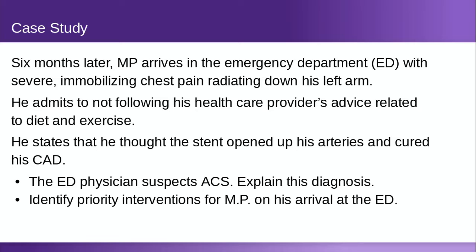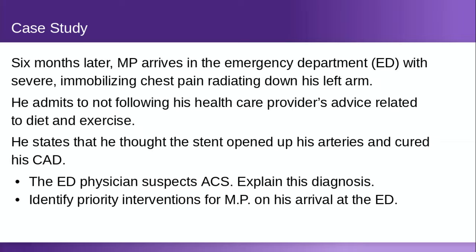Because of this, 6 months later, MP arrives to the ER with severe immobilizing chest pain radiating down his left arm. Okay, so that's very different than the indigestion he was feeling mowing the lawn, right? He admits to not following his healthcare provider's advice related to diet and exercise. He thought that we fixed it all for him when we put that stent in. The ER physician expects acute coronary syndrome, again, because he's got this immobilizing chest pain radiating down the left arm, a history of a previous stent placement, and all these nasty risk factors, right?